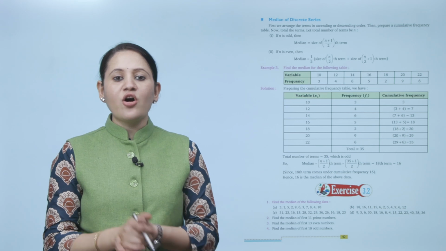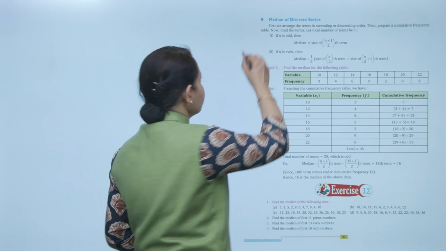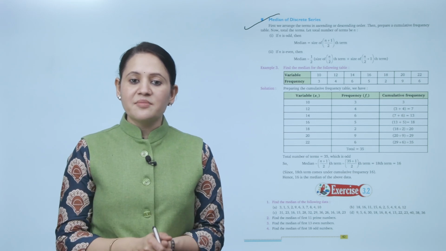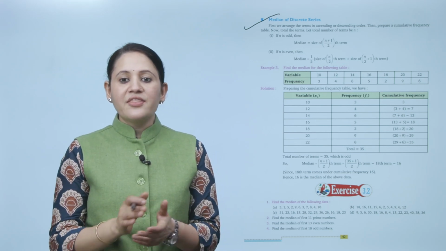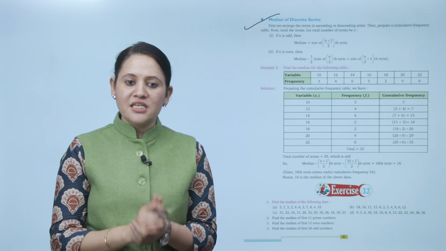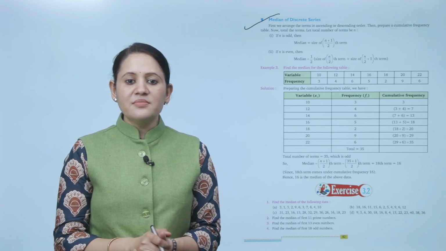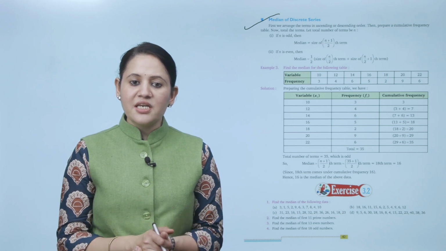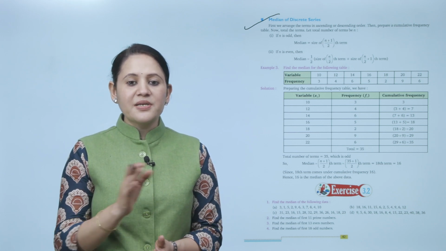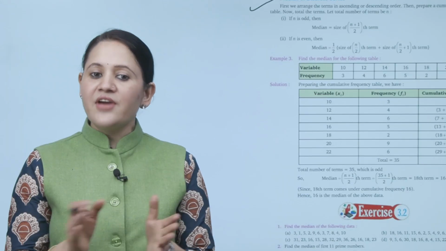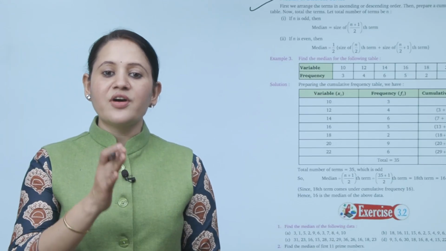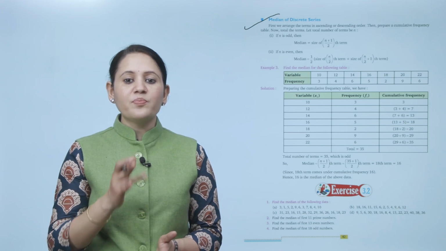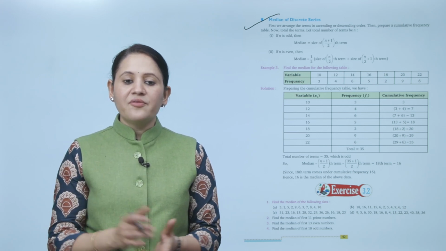Next is the median of a discrete series. For that, first we arrange the terms in ascending or descending order. Then prepare a cumulative frequency table. Now total the terms. Let the total number of terms be n. If n is odd, then the median equals the size of the (n plus 1) divided by 2 term. If n is even, then the median is 1/2 of the size of the n by 2 term plus the size of the n by 2 plus 1 term. We'll take an example.